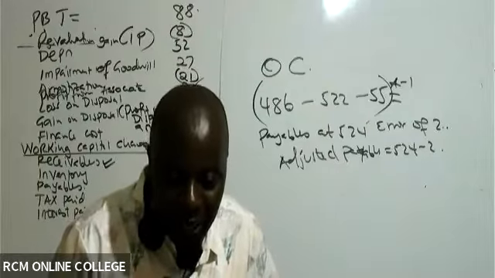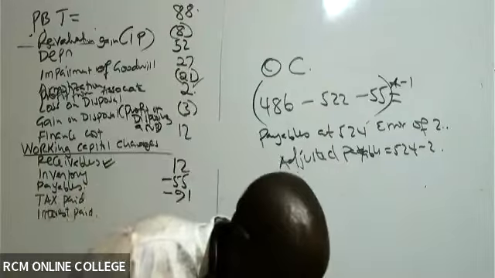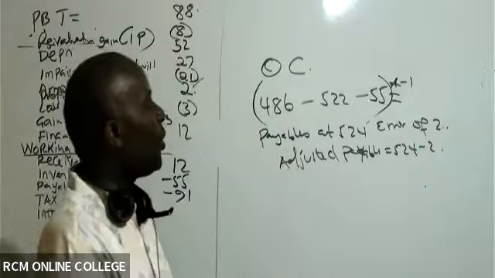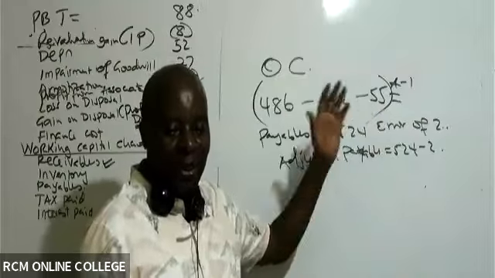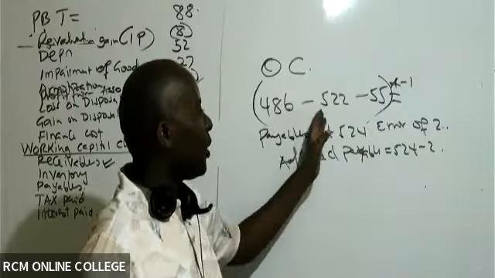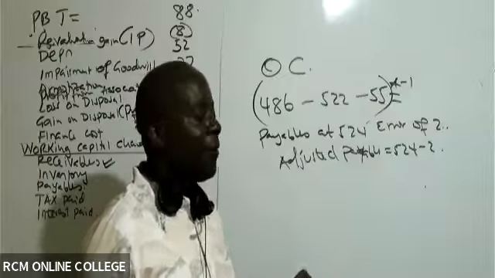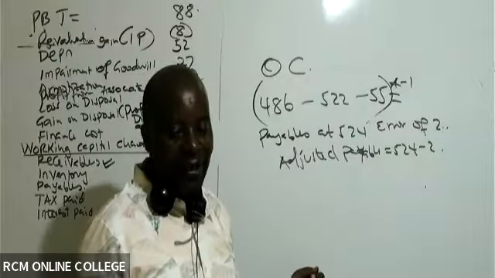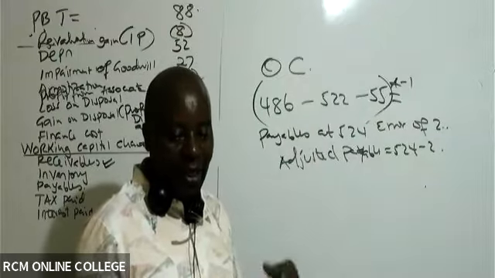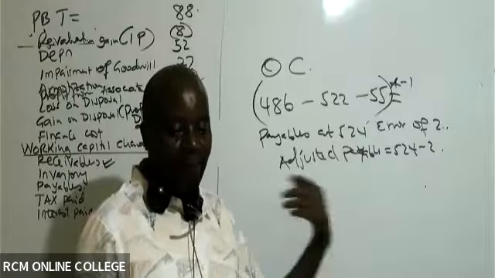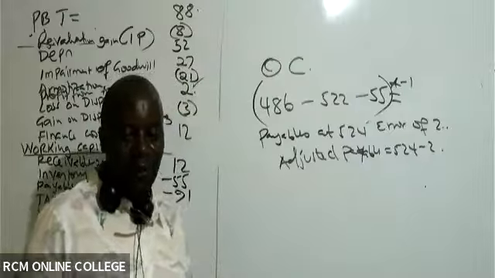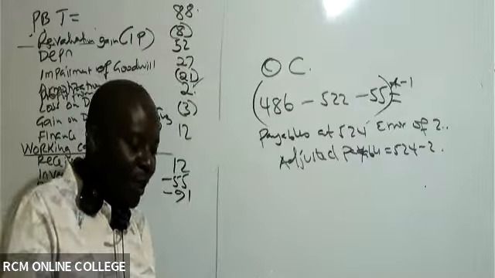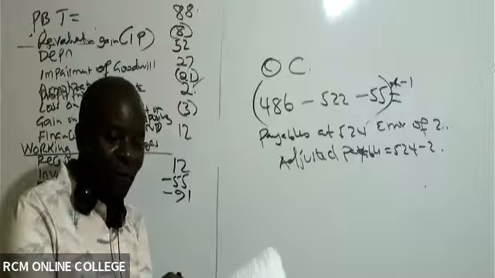The 55, Vincent, what is that for? Subsidiary disposed. Remember, we take opening minus closing minus subsidiary. The subsidiary disposed had, in this case here, a payable of 55. Vincent, maybe you came in a bit late. If you look at note number 4, you have a trade under other payables of 55.